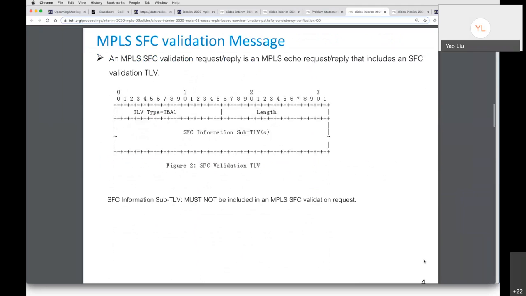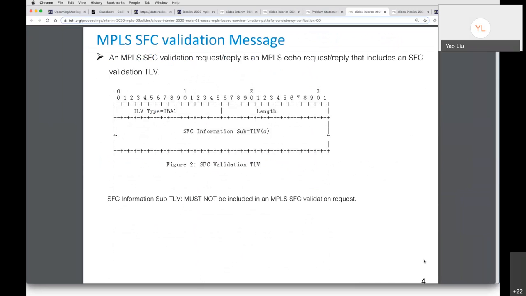And we also define an SFC validation TLV in this draft. If an MPLS echo request or reply contains this TLV, it is an SFC validation message. This TLV contains sub-TLVs only in reply messages. Two sub-TLVs are defined separately for SR service programming and MPLS-based SFC.